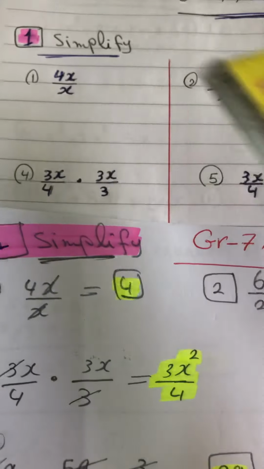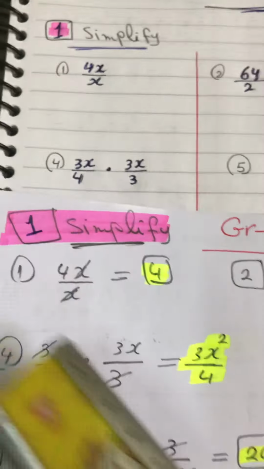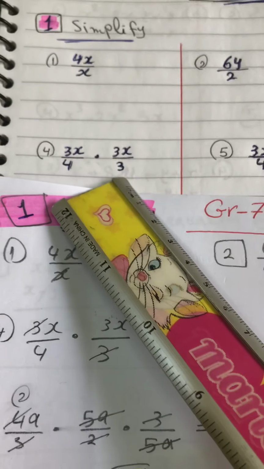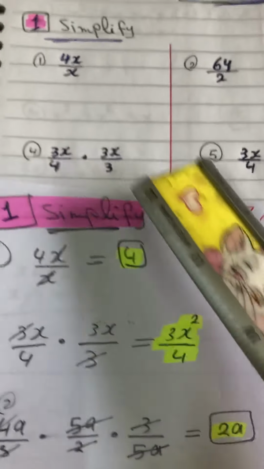3x multiply x equals 3x square and down 4. 3x square and down 4. We can cancel this 3 with this 3, or cancel this 1 with that 1. It's up to you. But just 1 will cancel the 3 up with the 3 down.